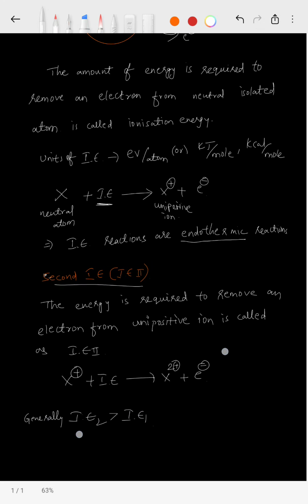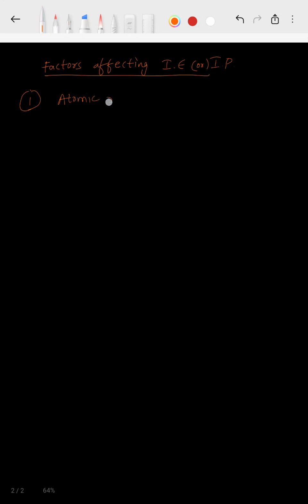Okay. Now, if you go for factors affecting the IE, factors affecting ionization energy, you can say IP also. Instead of IE, you can say ionization potential also. Both are the same. Factors affecting the IE or IP. The first one in the factors is atomic radius.